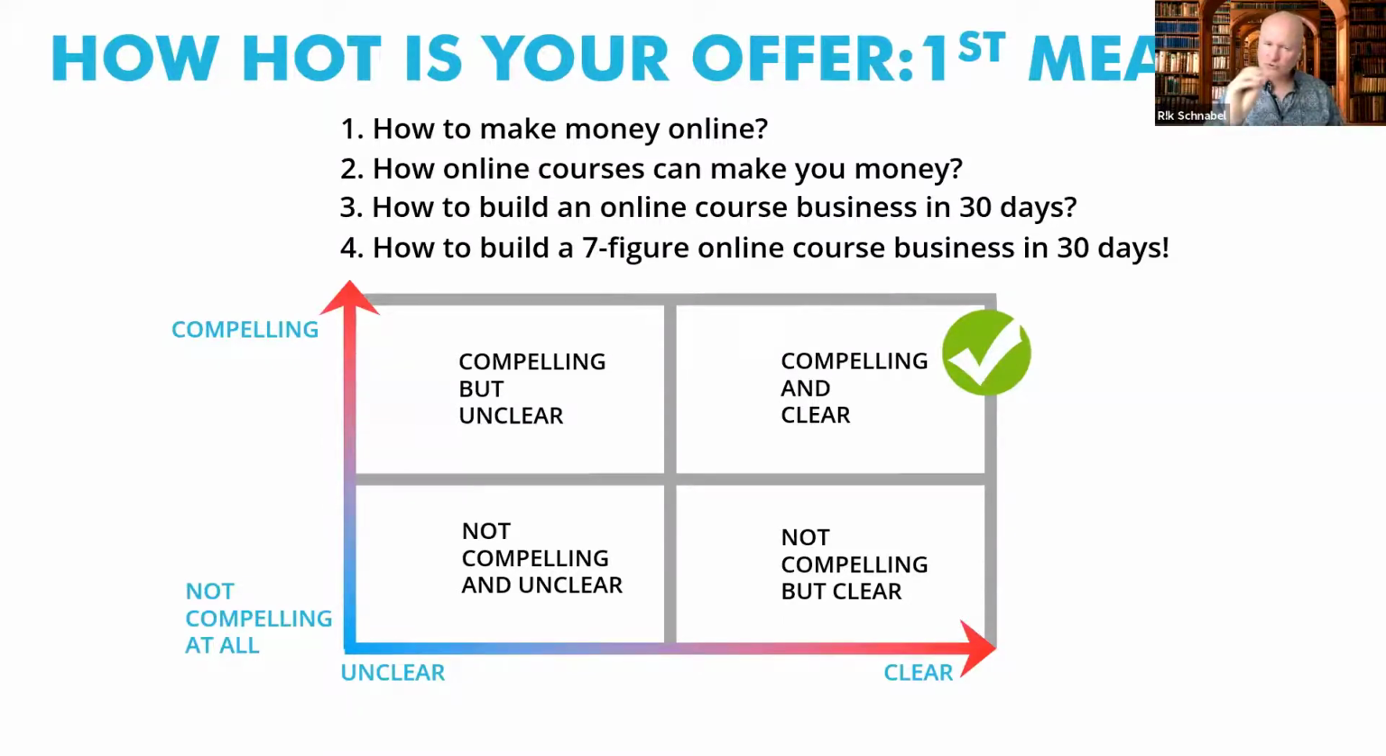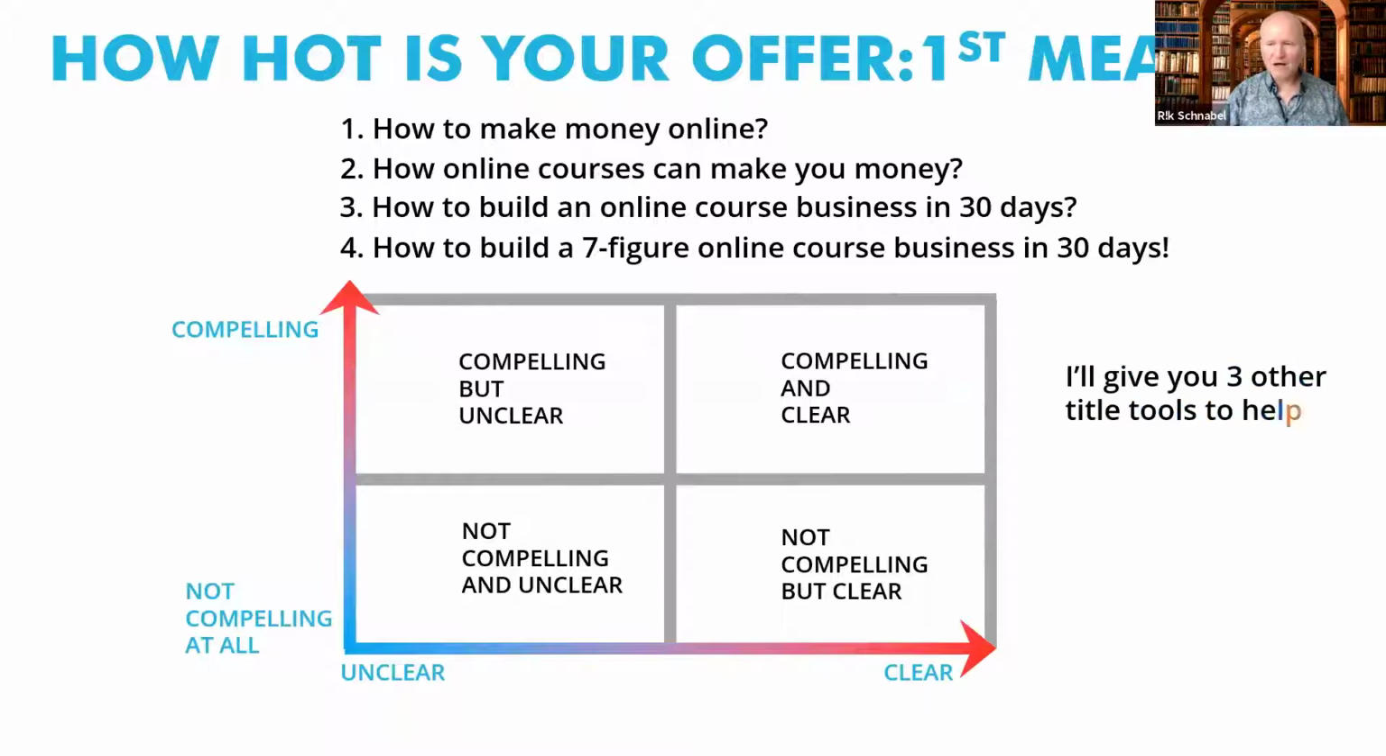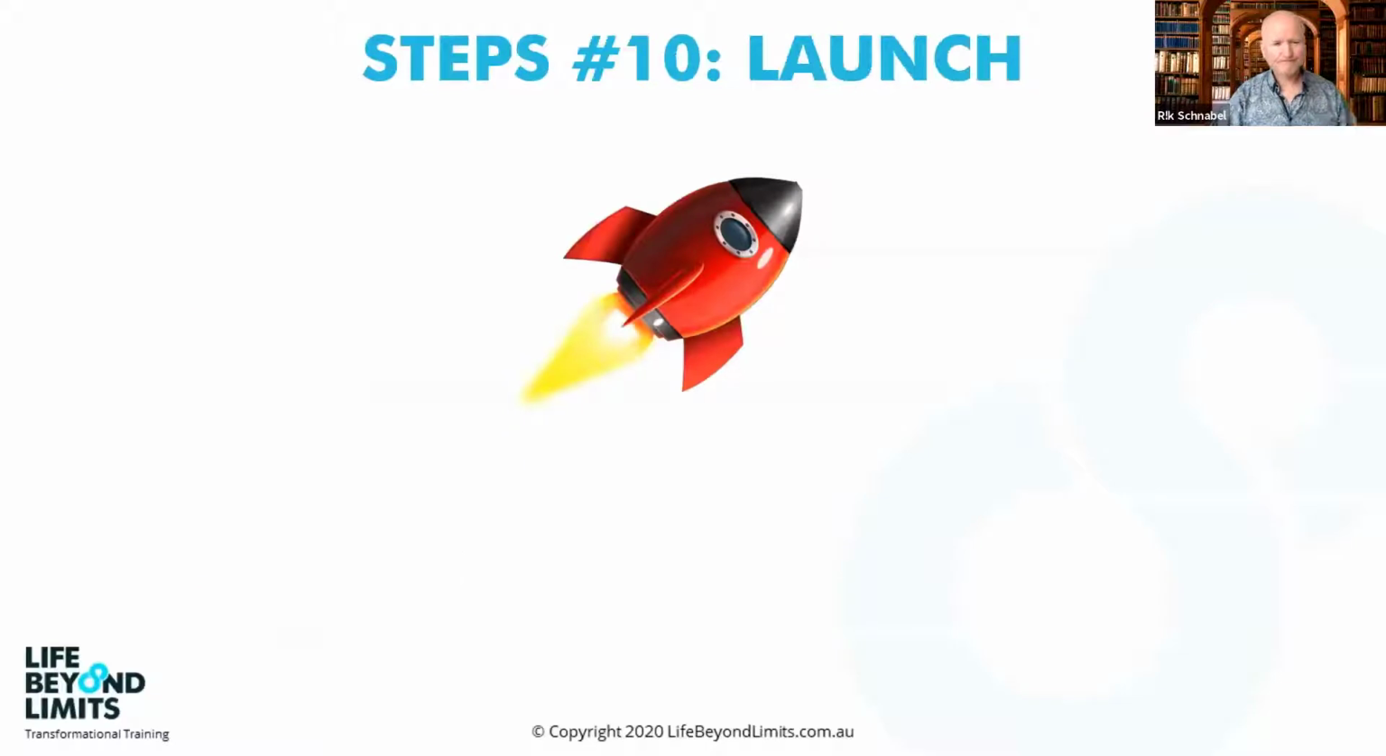So we thought to drop the 7-figure piece, but not change the content. So we're still teaching people how to deliver a 7-figure online course, but we're not saying that. So this is very important in making decisions about what you're actually calling your course. And this is one measure. Now, I'll give you 3 other title tools to help you to sell courses like hotcakes. And this is one of those tools. So it's a matrix essentially.